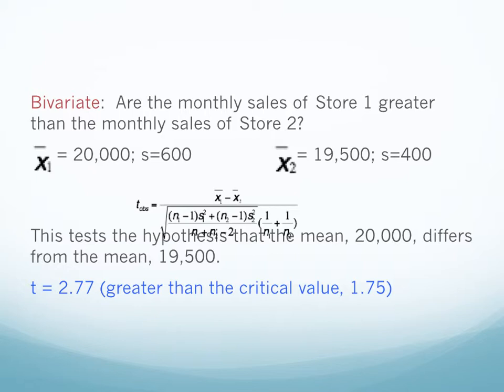So again, we have this complicated expression for the observed t. We've got all the values. We just plug them in. And we test the hypothesis that the mean of 20,000 differs from the mean of 19,500 given the standard deviations in each sample. And we see that the t observed is 2.77, which is greater than the critical value of 1.75. And so we conclude that the sales in store 1 are statistically significantly greater than the sales in store 2.